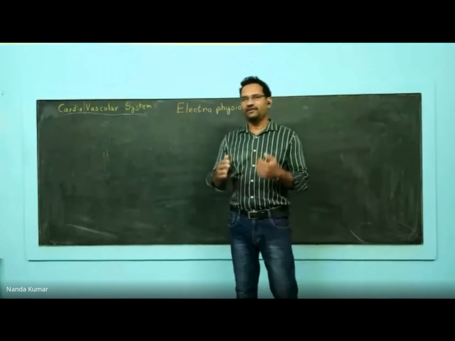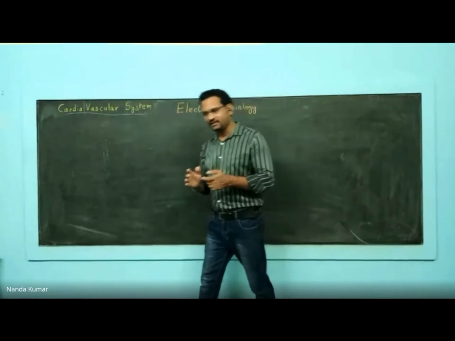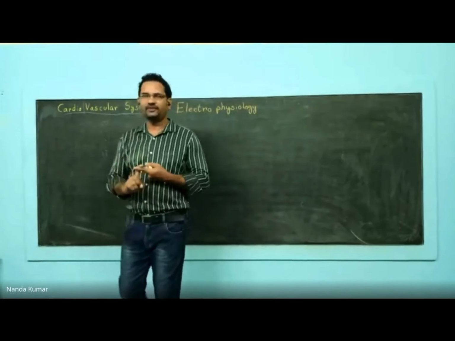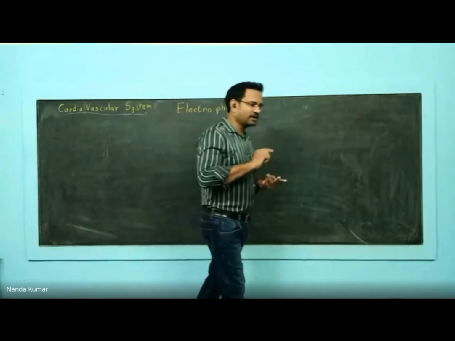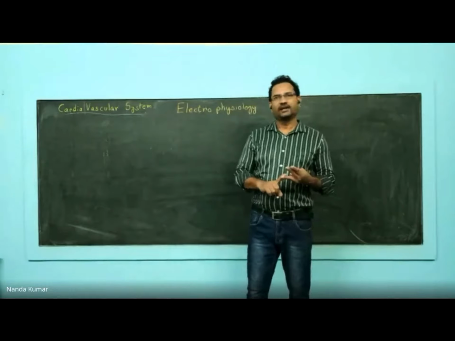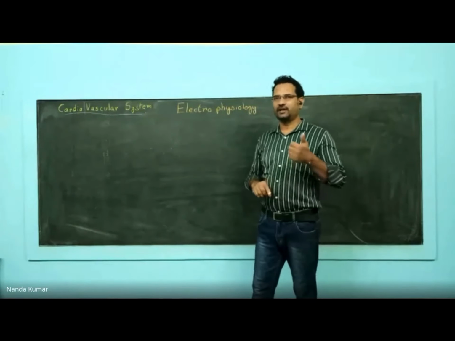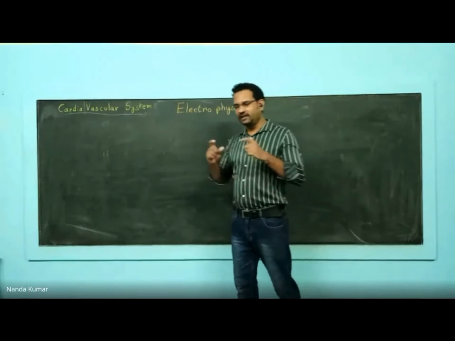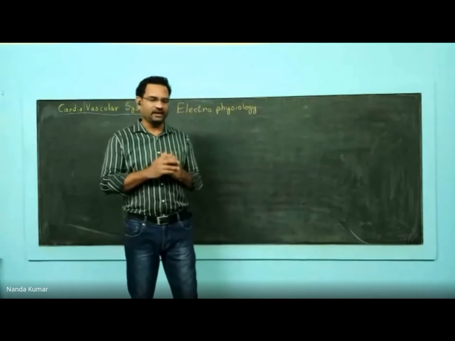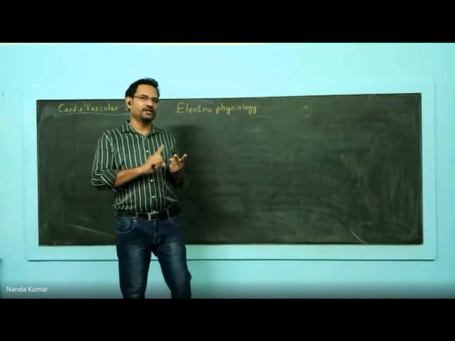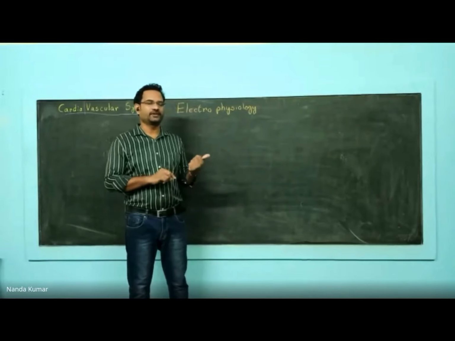Now, I started the cardiovascular system in the last class. I explained the anatomy of the heart, how blood circulation goes on in the heart, what the cardiac cycle is, and how it is correlated with ECG. Then we saw what our heartbeats are, and I explained certain important terms in cardiac physiology, like cardiac output, stroke volume, heart rate, and then preload and afterload.